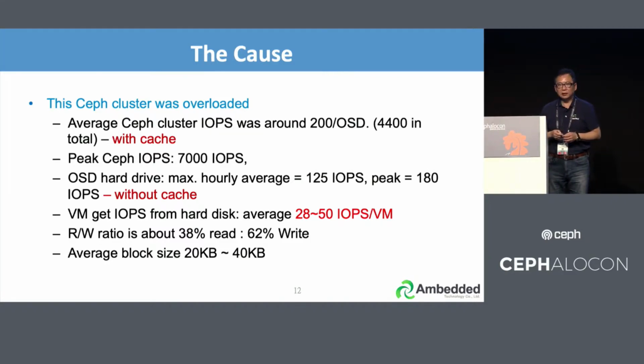And besides that, we also collected the ratio of read and write, and the average size of the block. So we can see that 60% of the operations are writes in their use case, and the average block size is about 20 to 40 kilobytes. So that also makes the hard drive very overloaded.